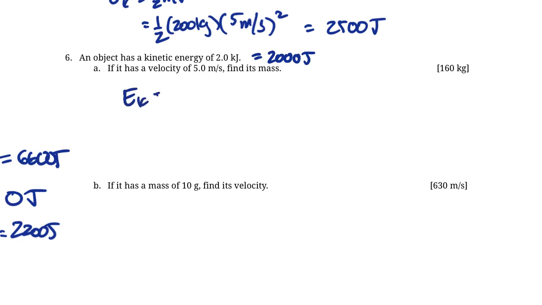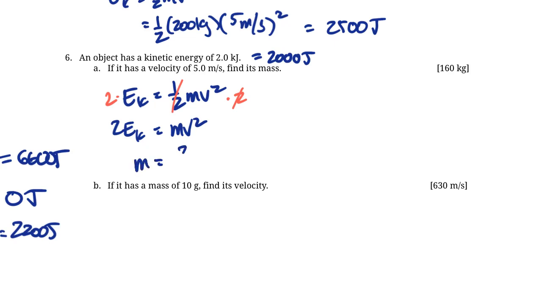So we know EK is 1/2 mv squared, and we want to find the mass. So we've got to simplify this equation or solve it for m. Alternatively, you could just plug in the numbers and solve for m that way, but I'm going to rearrange this equation. First of all, to get rid of that 1/2, I'm going to multiply both sides by 2. That 2 and that 1/2 are going to cancel out. So then I get 2EK equals mv squared, and then I can just divide by v squared. So I end up getting that m is equal to 2EK over v squared.